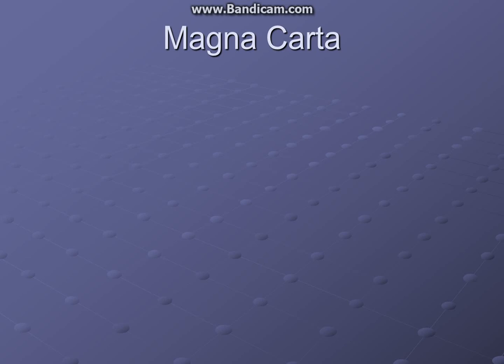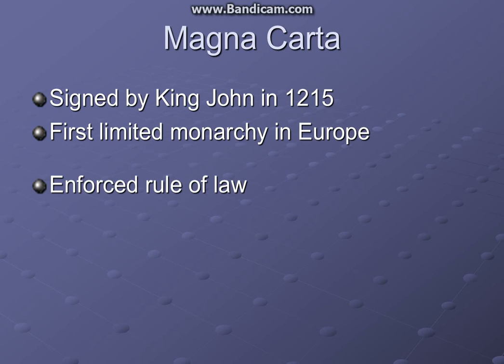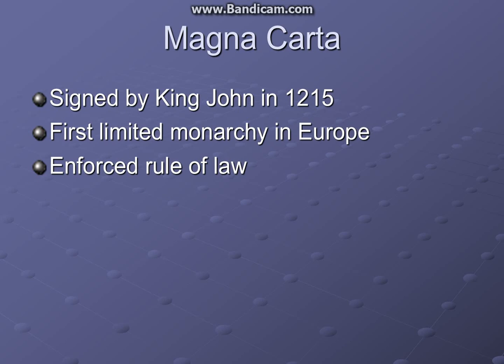And we're going to start off with a very, very old document, the Magna Carta, which was signed way back in 1215 by King John of England. And this document is significant because it is the reason why England eventually became a limited monarchy, unlike so many other countries that had an absolute monarch.